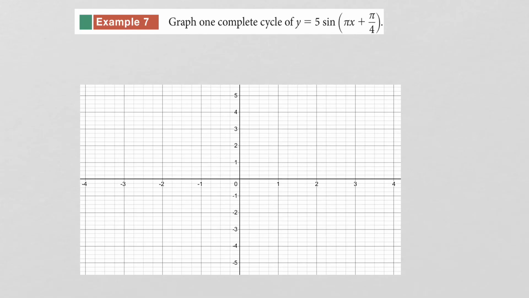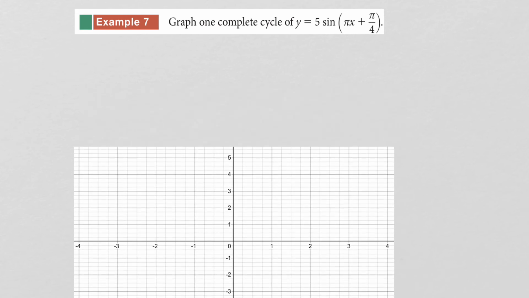Okay, so our next one, a little bit different. You'll see why in just a second here, but we want to graph one complete cycle of this function. So we'll start by just noting that the amplitude here is 5. We're going to take that expression on the inside of the parentheses and once again put it in between 0 and 2 pi. And I'm going to solve for x.